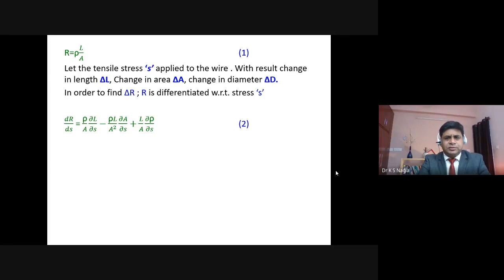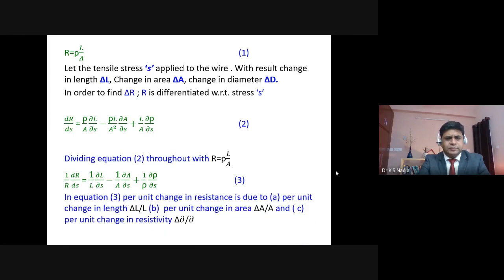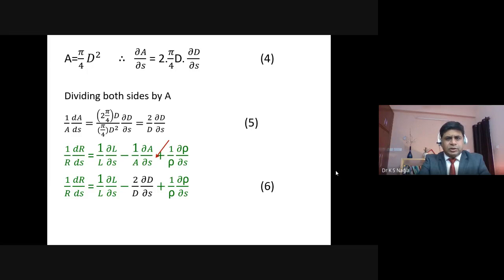By differentiating with respect to the stress, we can find equation number 2, that is dR over dS equal to the partial derivative of L with respect to the strain, similarly the partial derivative of A with respect to strain, and of the resistivity. By simplifying the mathematical equation throughout with equation number 1, we get in equation number 3 that the per unit change in resistance is due to the per unit change in the length, and we come to know that the per unit change in resistance is also due to the unit change in the area and also the unit change in the resistivity of the material.